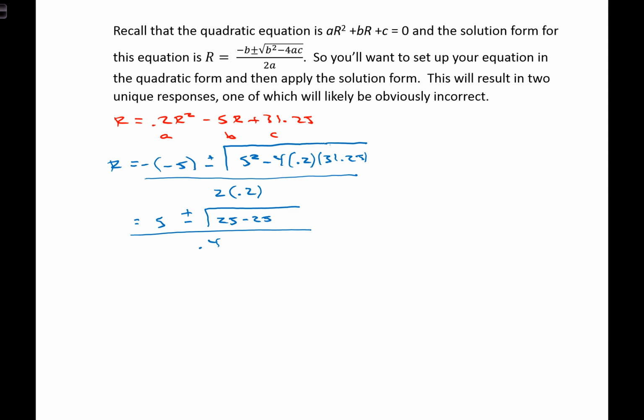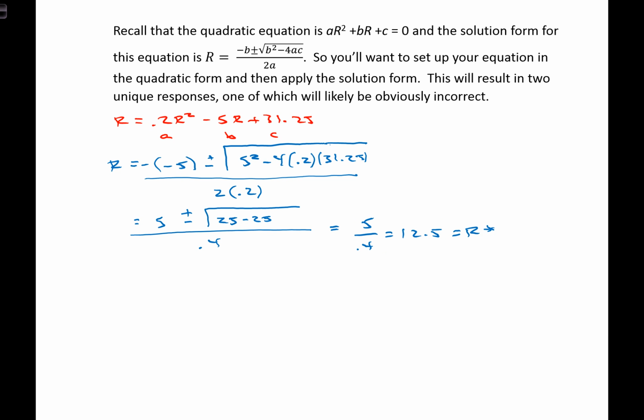Well, I've set this up for you so that we don't even have to think about the possibly irrelevant outcome, because 5 plus the square root of 25 minus 25, well, 25 minus 25 is 0. The square root of 0 is 0. So we really simply have 5 divided by 0.4, which is equal to 12.5. And that's going to equal R star.